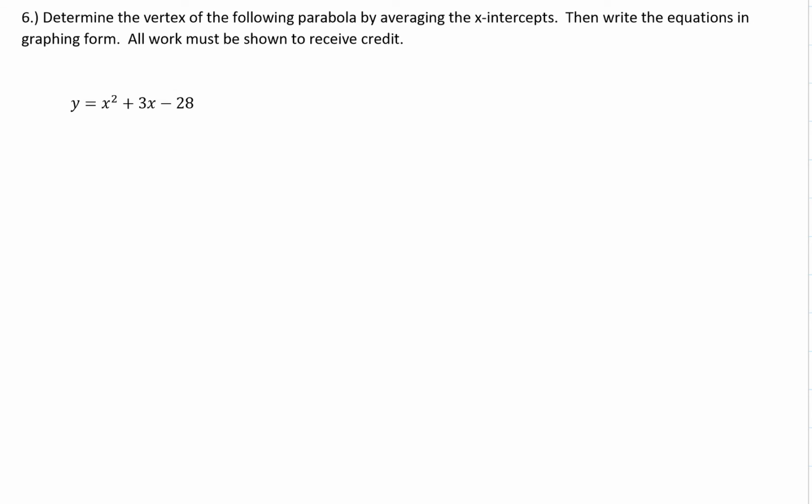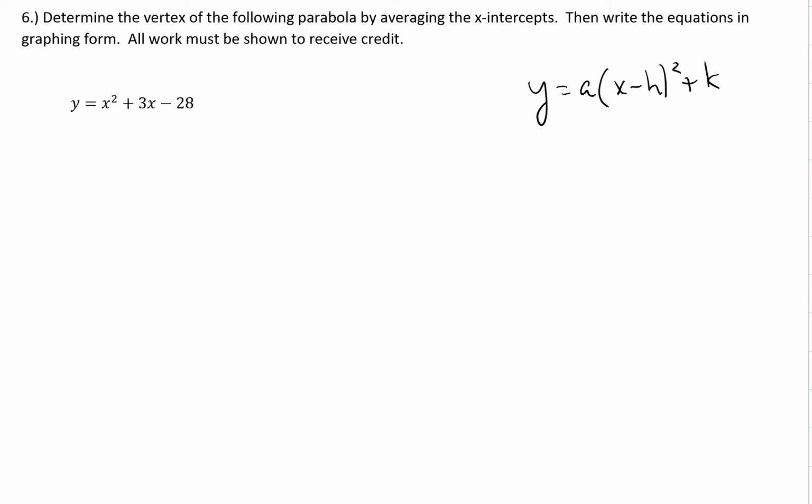All right, so it says determine the vertex of the following parabola by averaging the x-intercepts, then write the equations in graphing form. All work must be shown to receive credit. Okay, so basically what we want to do is get this quadratic into this form: a times (x minus h) squared plus k.